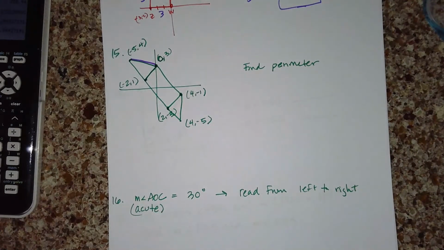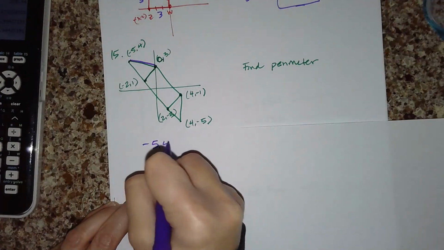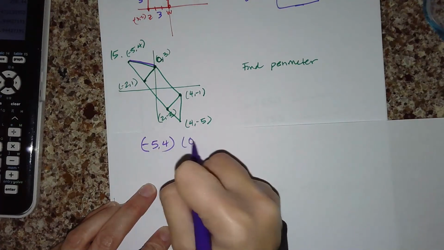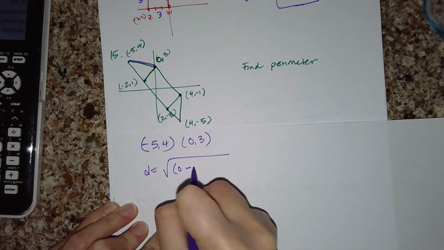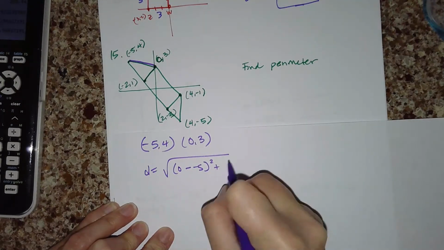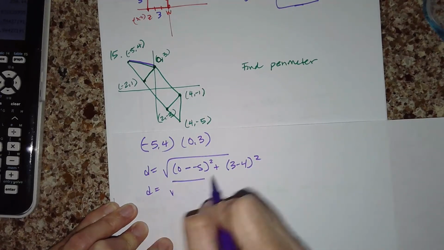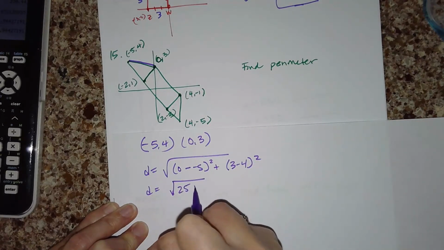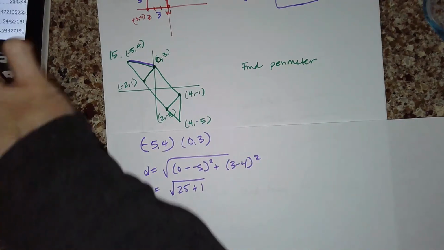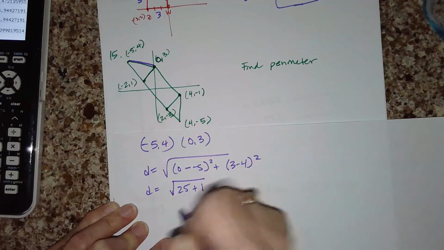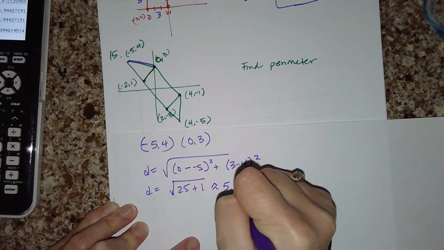I'm going to start with (-5, 4) and (0, 3). So I do (0 minus -5) squared plus (3 minus 4) squared. So I get 25 plus 1, so I get root 26. The square root of 26 is about 5.10.